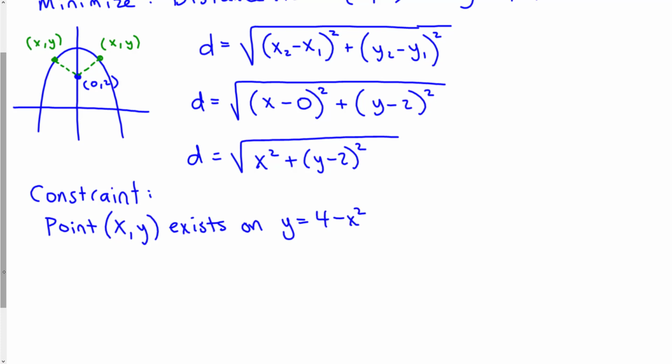How do I make that happen? Well, it's actually easier than you think. To get the point (x, y) to exist on the parabola 4 minus x squared, you just write your point as (x, 4 minus x squared). So your x value is independent. You can choose whatever you want for that. But whatever you choose, you have to plug it into the equation 4 minus x squared to figure out where the y value has to be in order to lie on the parabola.